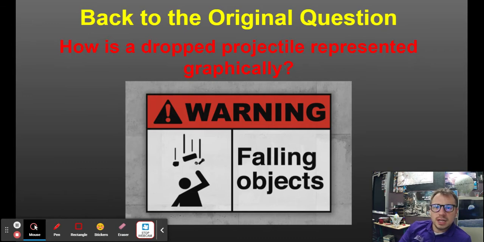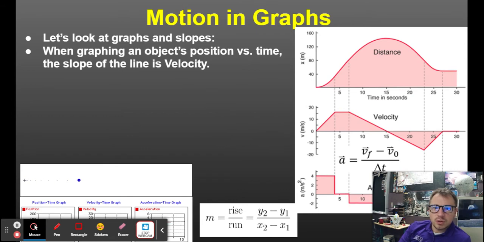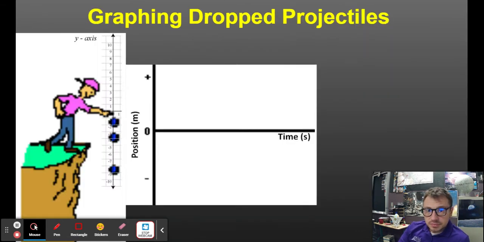How is a dropped projectile represented graphically? We've used these graphs before. When graphing an object's position versus time, the slope of the line is velocity. When graphing an object's velocity versus time, the slope of the line is acceleration. So now let's look at graphing projectiles.